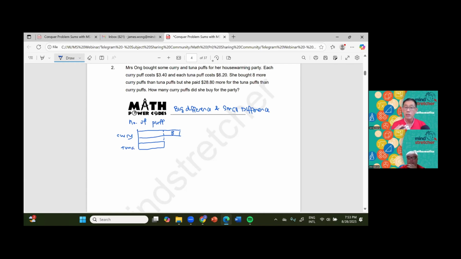Now, because the cost of each curry puff and the tuna puff is a bit different, tuna puff costs a bit more, right? $6.20 as compared to your curry puff. So you're given information that although she bought more curry puff, she actually paid more in total for the tuna puff than the curry puff. So I'm going to put this side by side here, in terms of cost of the puff.